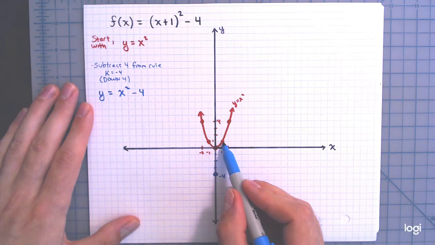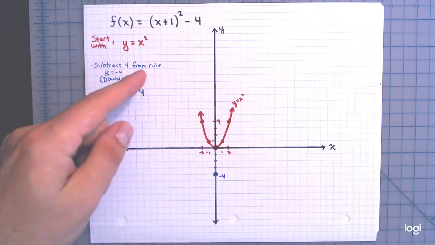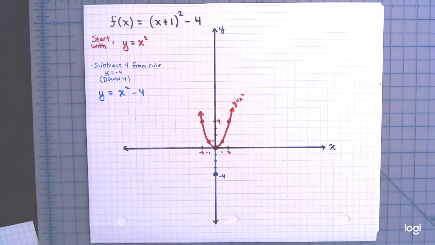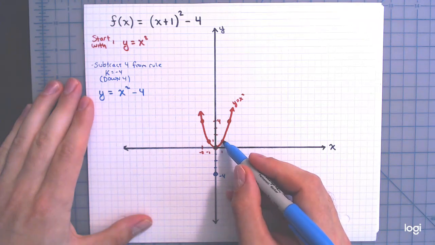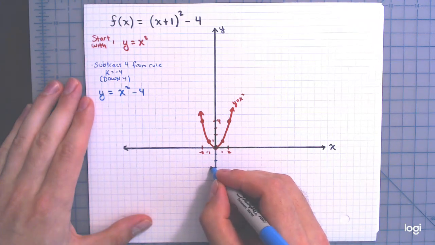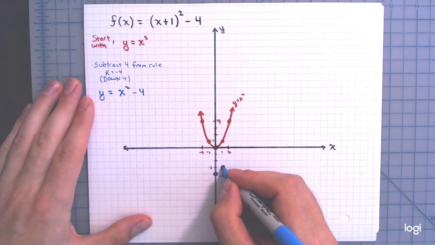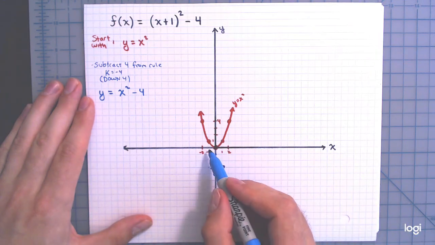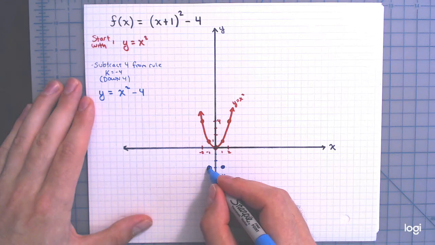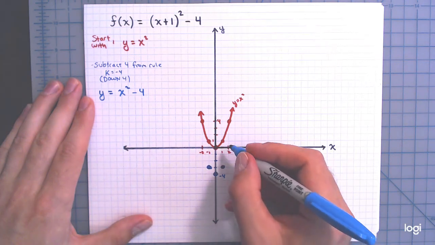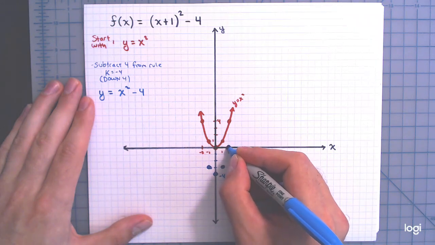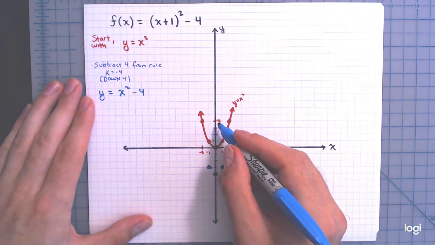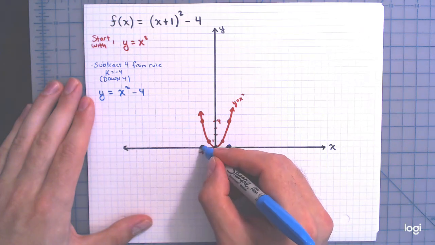1, 1, moving down 4. Again, I'm just subtracting 4 from all the y coordinates, or adding negative 4, adding that k to all the y coordinates. So 1, 1, when I go down 4, would be at 1, negative 3. 1 minus 4. Negative 1, 1 would be at negative 1, negative 3. 2, 4 would be at 2, 1. I'm sorry, 2, 0. Down 4, I said. Then negative 2, 4 would be at negative 2, 0.